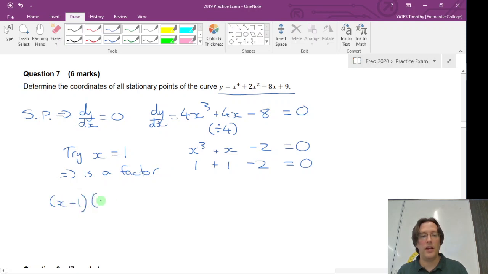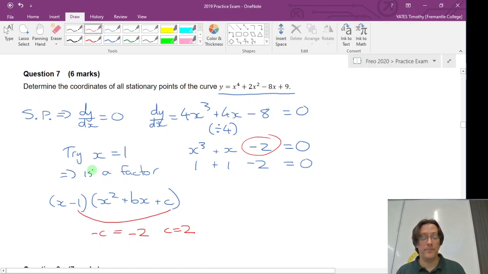write x minus 1, and we've got x squared plus bx plus c. Now we've got to work out what b and c are. We know that the first term is going to be a 1 in there, because the highest term here is x cubed, so it's got a coefficient of 1, so there's only one way to get that, and I don't need to worry with that. C is the next easiest one to work out. We just do -1 times c, or negative c, is going to be equal to this number here, -2, so c equals 2. Easy.